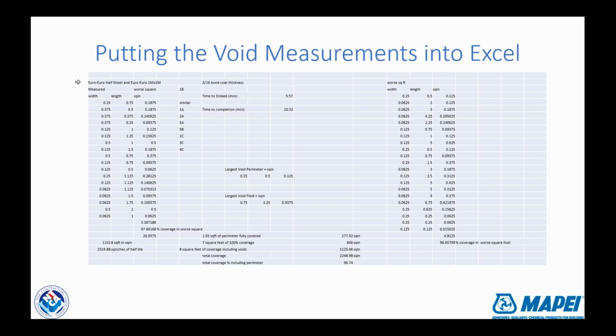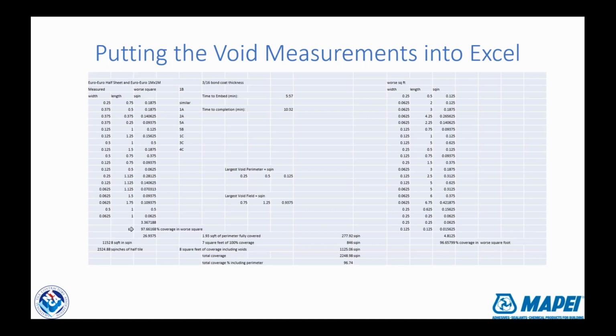This one used Euro Notch on both the tile as well as the substrate. We measured in 1mm by 1mm, the amount of void, the width of the void, the length of the void, and completely calculated it all out to see what our actual coverage on the average was.